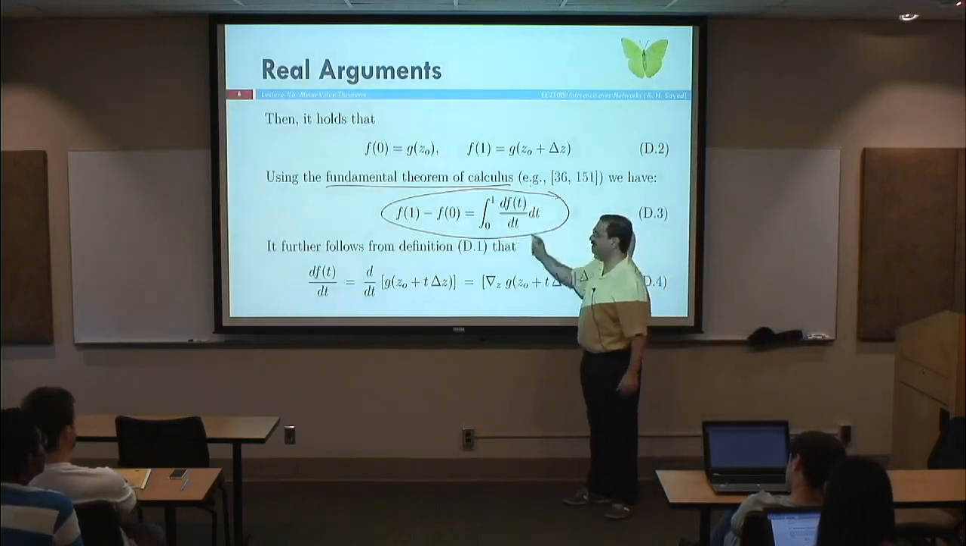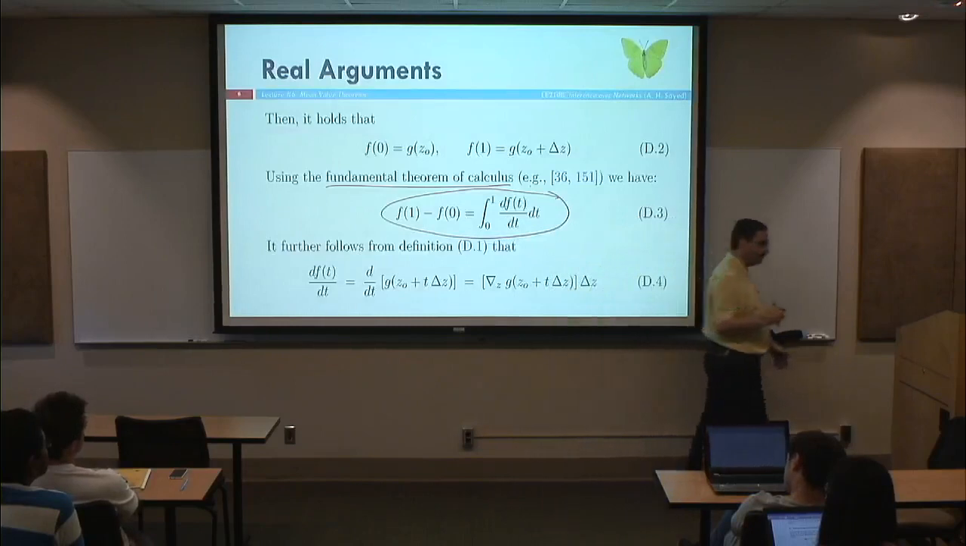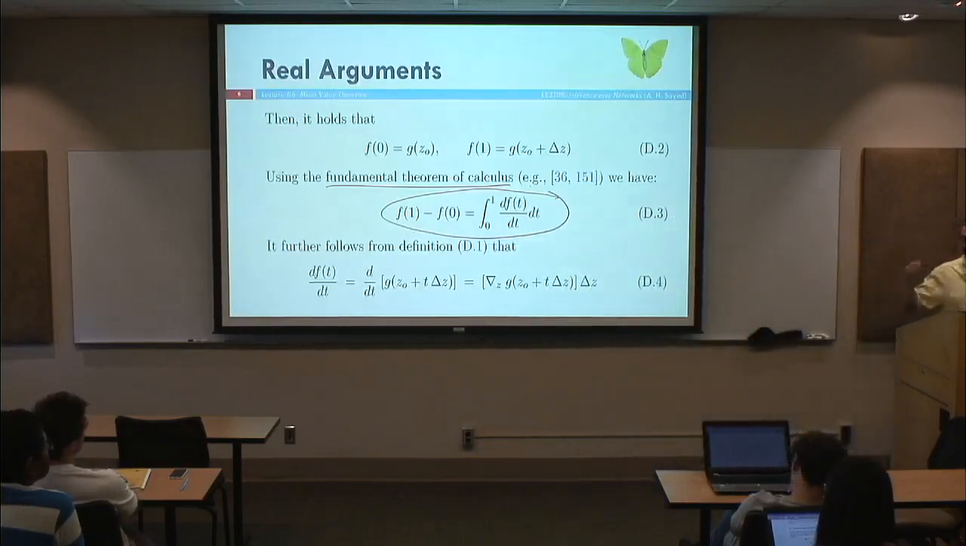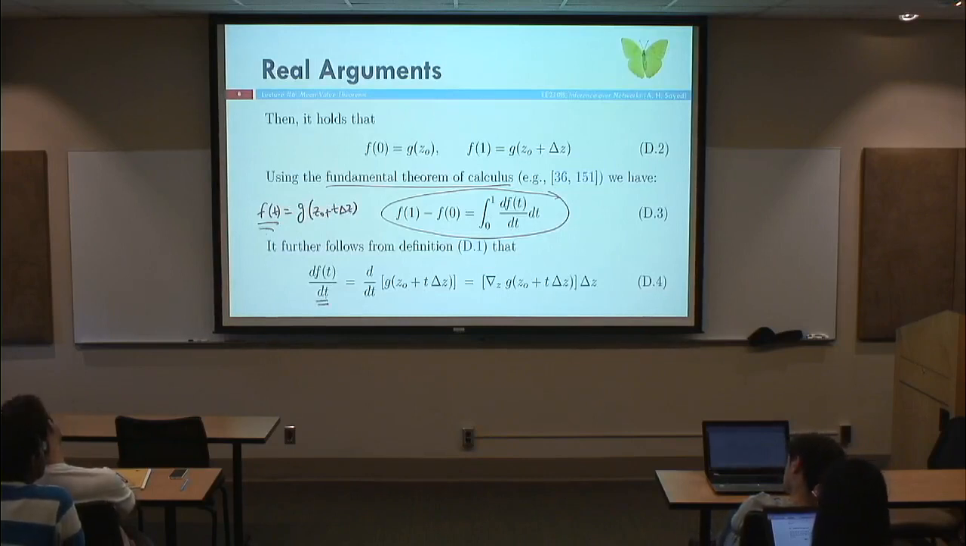But what is the derivative of f with respect to t? t is not necessarily time. So f is a composite function: f of t is g at z0 plus t delta z. So differentiating this relative to t.